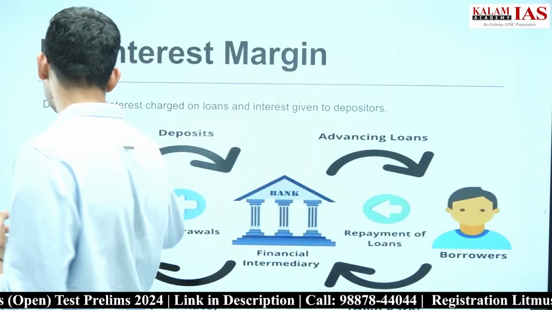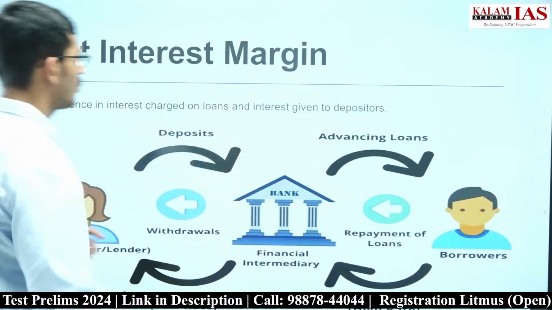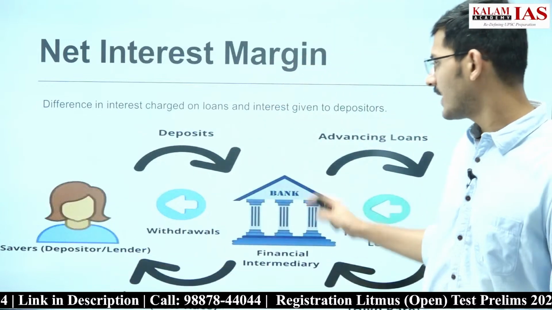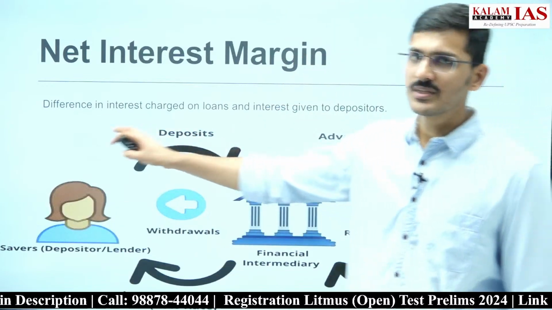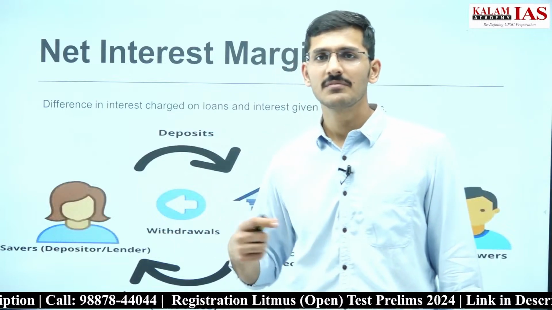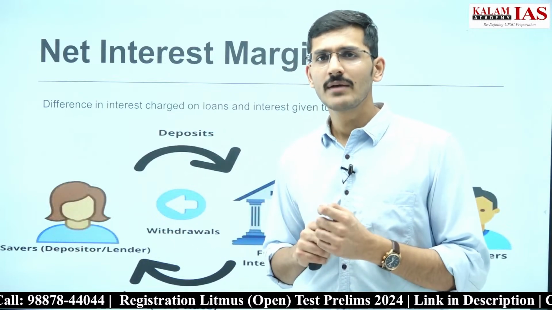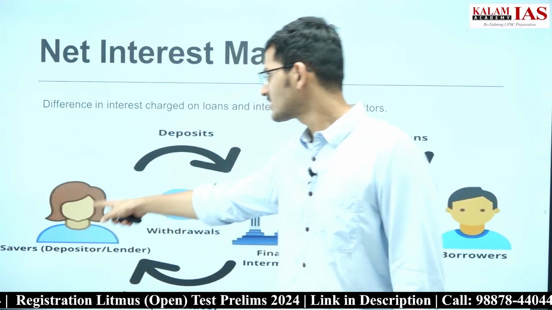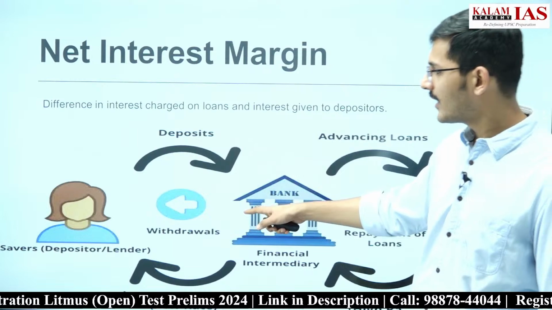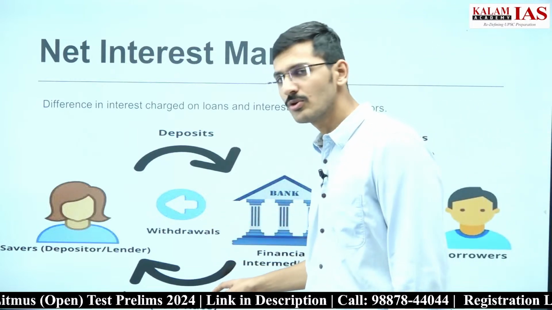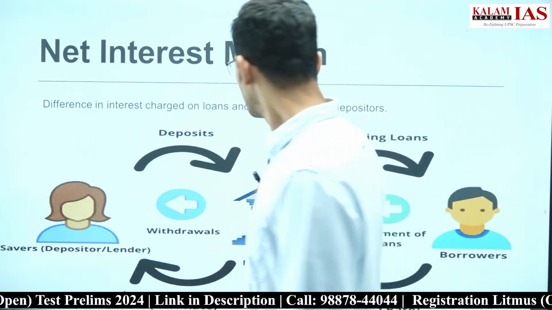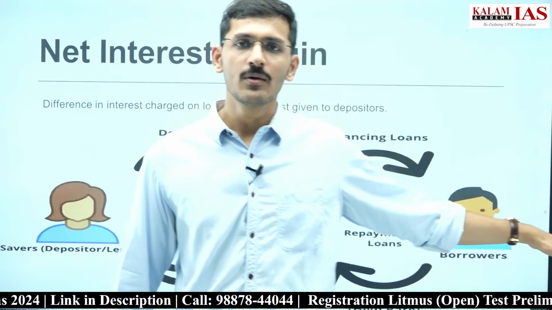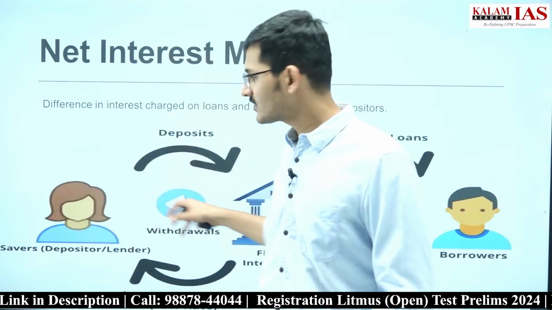Net interest margin is basically the difference between the interest charged on loans and the interest given on deposits. Now there is a financial intermediary, a bank, which takes deposits from the saver. I am a saver, I have my salary coming into my account, so I will keep some money as savings in the bank account. So the savers will deposit their money in the bank, and the bank will advance some of that money to someone as a loan. Now the bank has to pay some interest to the depositor.